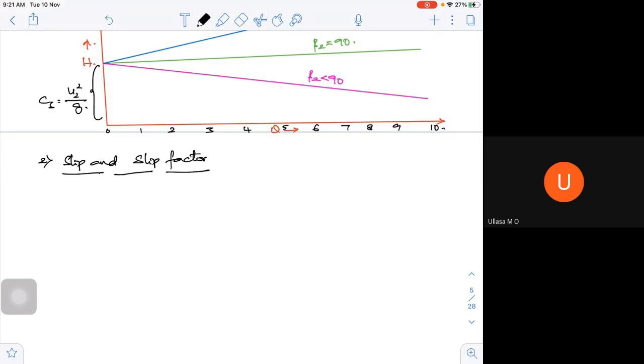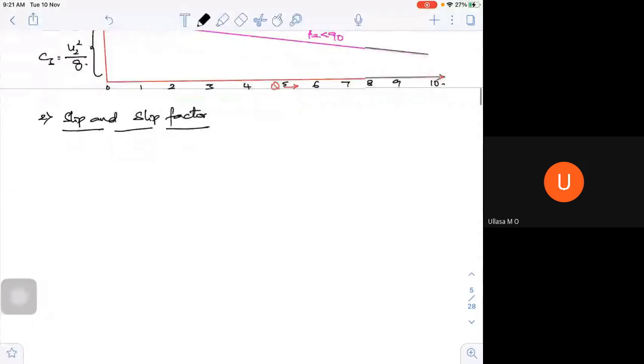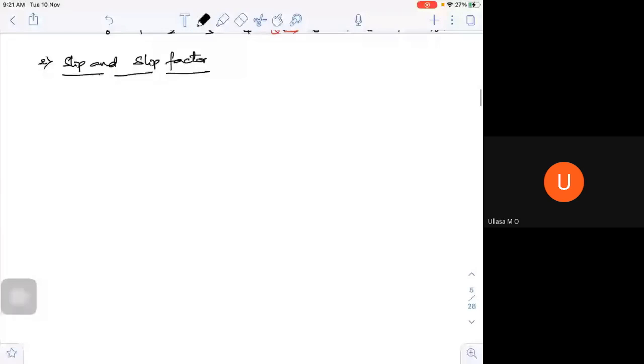Now, I only want to show the exit velocity triangle. I have this exit velocity triangle, something like this. What will happen? You have a blade like this. So this is my blade, and here this is my blade. The fluid will enter like this. So this is my inlet angle. The inlet velocity triangle will be something like this.